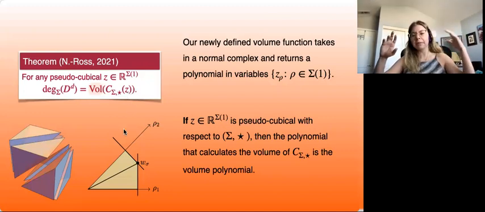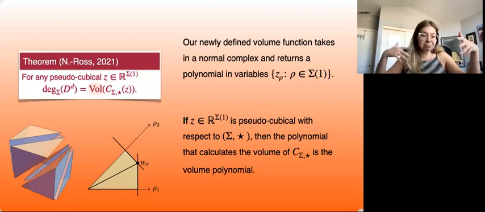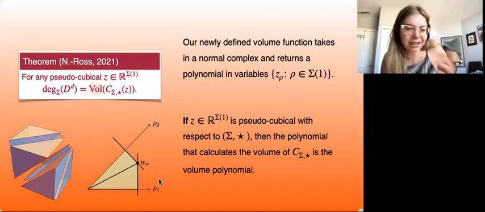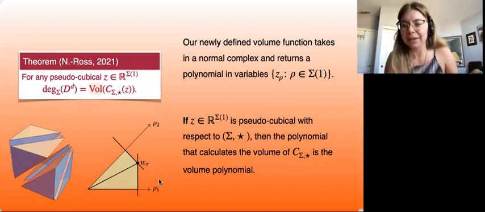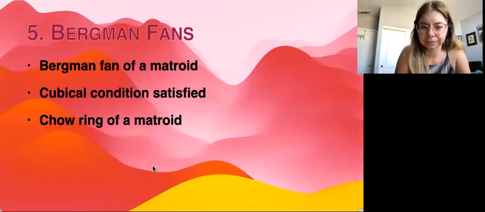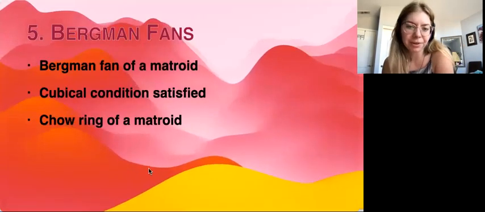The question then becomes: do pseudo-cubical values exist even? Right, like I can draw them, but is this a thing that happens? And to answer this, we turn to all of the nice structure that matroids have by talking about Bergman fans.